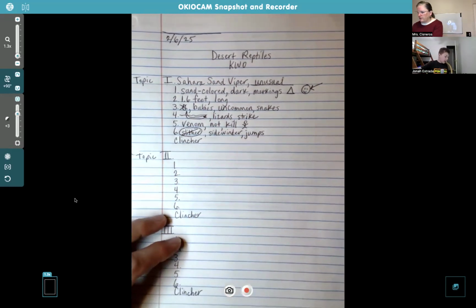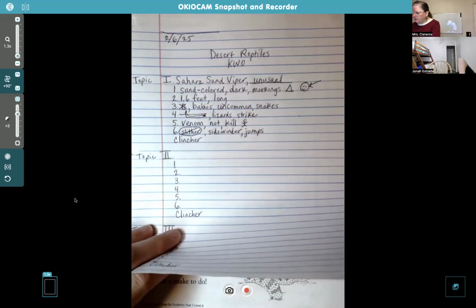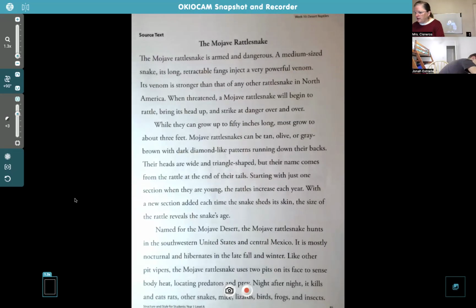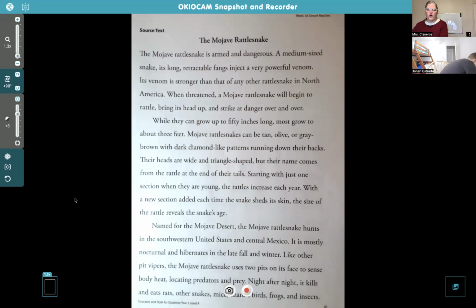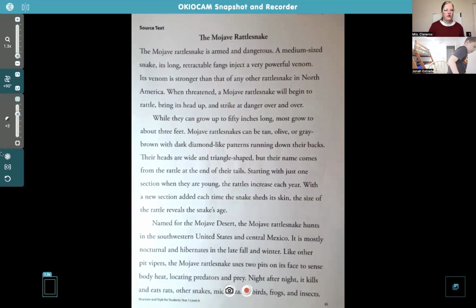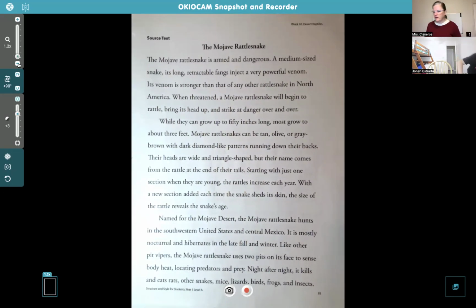So which one is that one going to be? Okay, that one's going to be on page 85. It's called the Mojave rattlesnake. We're going to learn about that one next. Okay, let's see. Page 85, the Mojave rattlesnake.